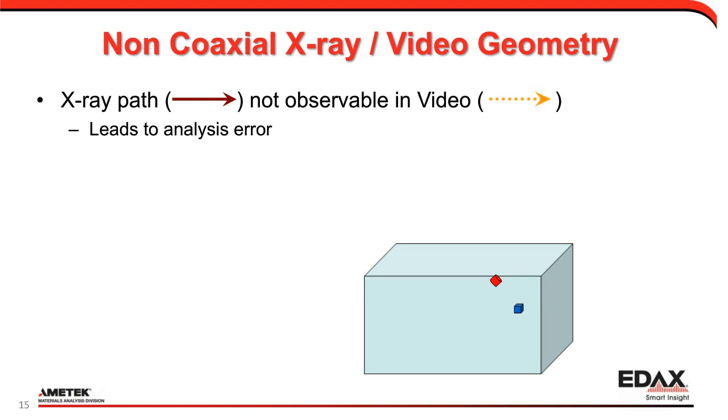And I want to measure different inclusions and know that I've actually had the beam measuring a specific inclusion. In a non-coaxial design, again, I have the video image looking at the inclusion that I want to measure. But the X-ray beam doesn't share the same path. And so what happens is I end up measuring the wrong inclusion because I can't see the X-ray path in my video image.